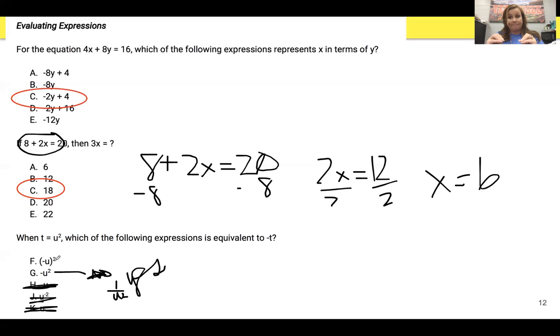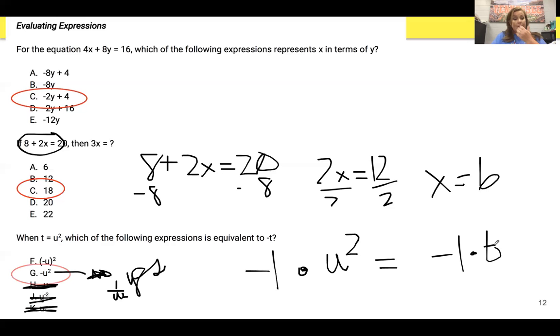Okay? Negative u times negative u gives you positive u squared. So that's just t. This one is negative 1 times u squared, which would give you negative 1 times t, which is negative t. So our answer is G. Sorry, got going a little too fast there.